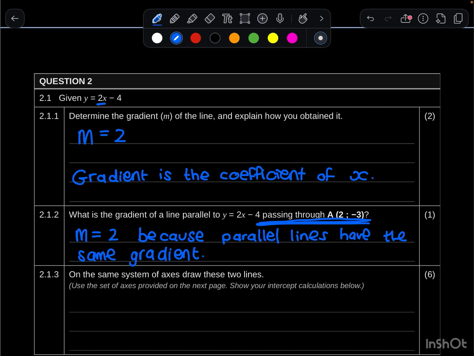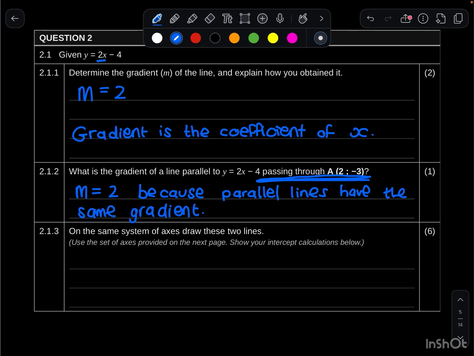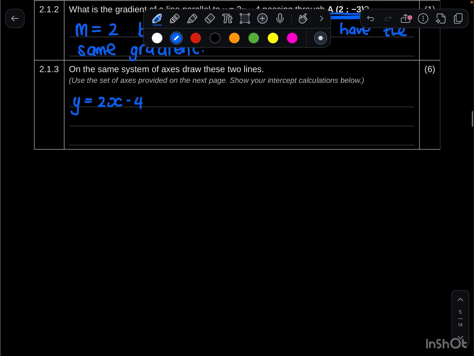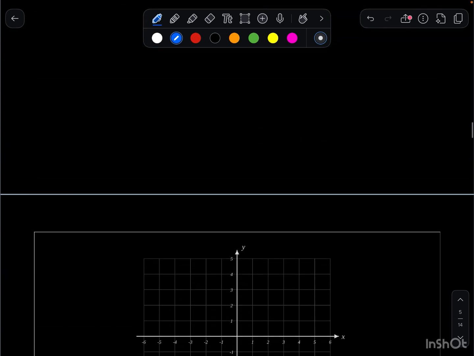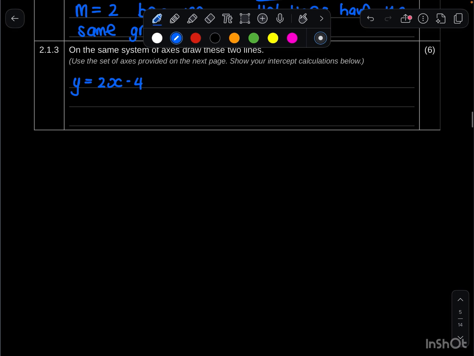On the same system of axes, draw these two lines. Use the set of axes provided on the next page. Show your intercept calculations below. Okay, so the one line that we have is y is equal to 2x minus 4. The other line we need to work out. So we know that the gradient is 2. And let's just do this in different colors so we're not confusing ourselves. Okay, so y is equal to 2x minus 4. Let's do that one first.